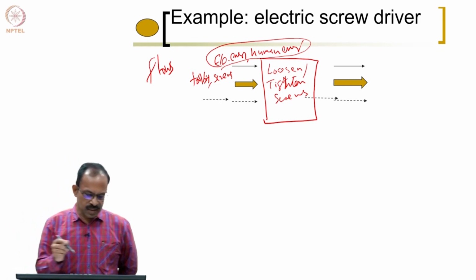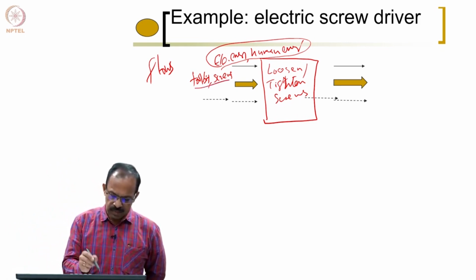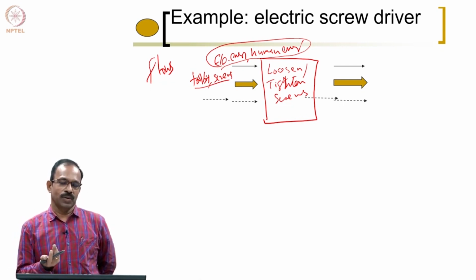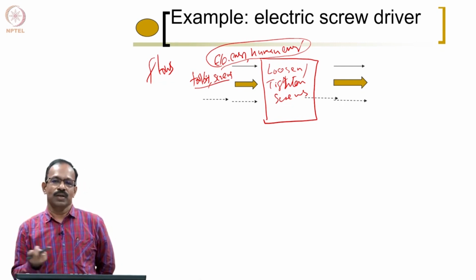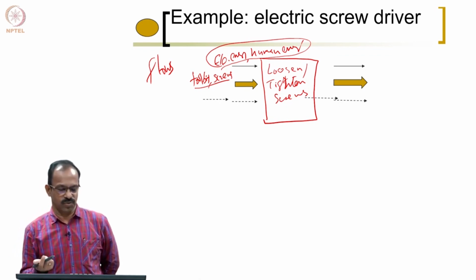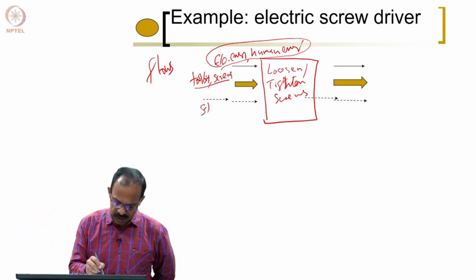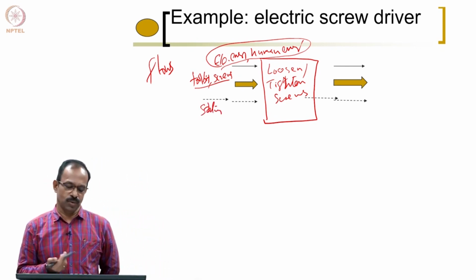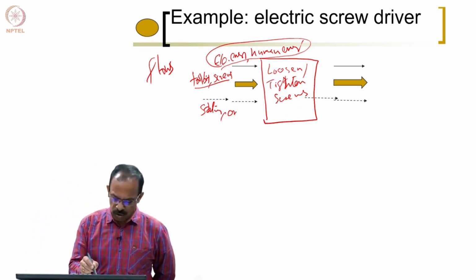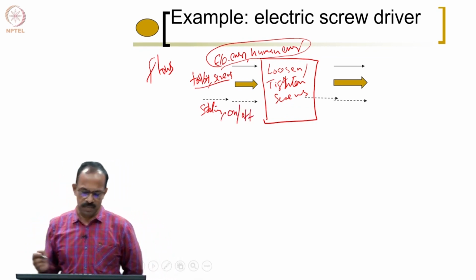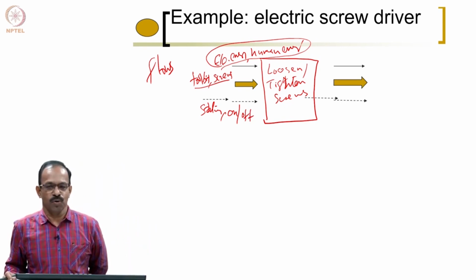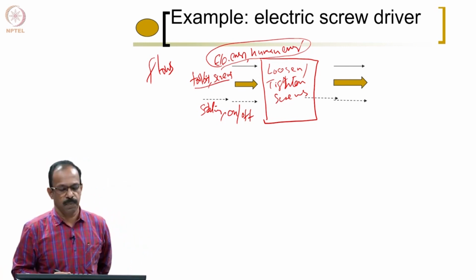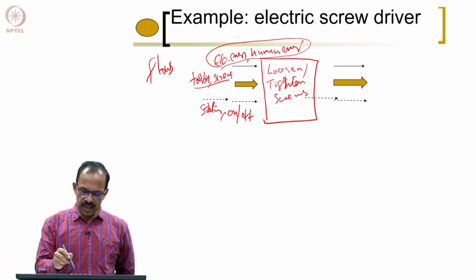And then what is the signal or the information? So, one information is that you want to tighten or release the screw, you want to loosen or tighten the screw. So, that is the information. So, maybe the status of the screw, whether you want to tighten or loosen, and then whether the screwdriver is on or off, power supply is there or not. So, these are the information that will be going inside. And then what are the things coming out?